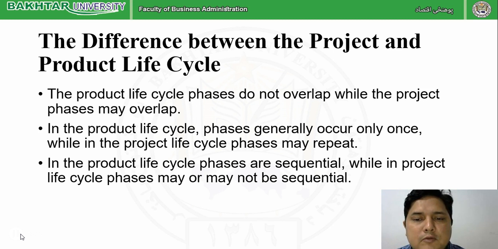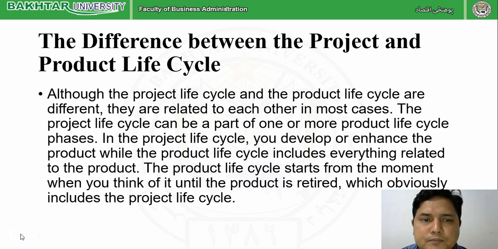In the project life cycle, phases are sequential: first, second, third, fourth, while the product life cycle may or may not be sequential. Generally it is sequential, but sometimes it is not compulsory to always be sequential. And this is the summary.